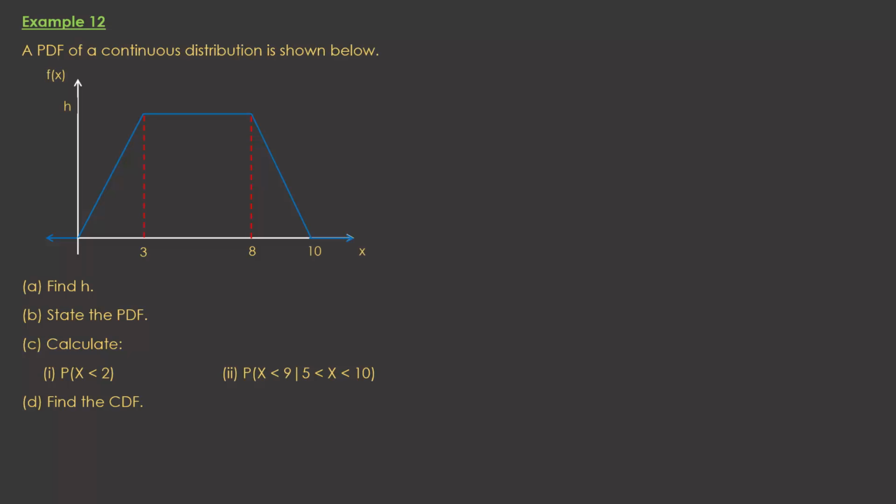PDF of a continuous distribution is shown below. First thing we want to do is find h. We can see that this is a trapezium shape, and so for a trapezium the area is a half of the sum of the parallel sides.